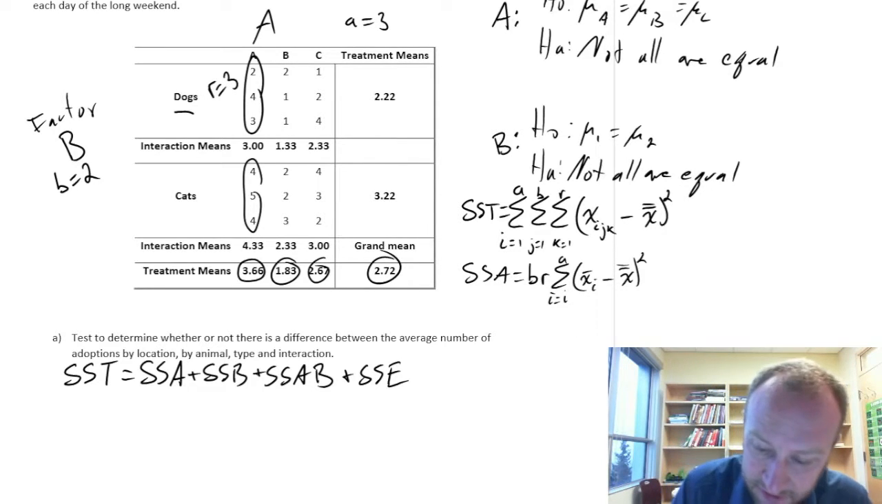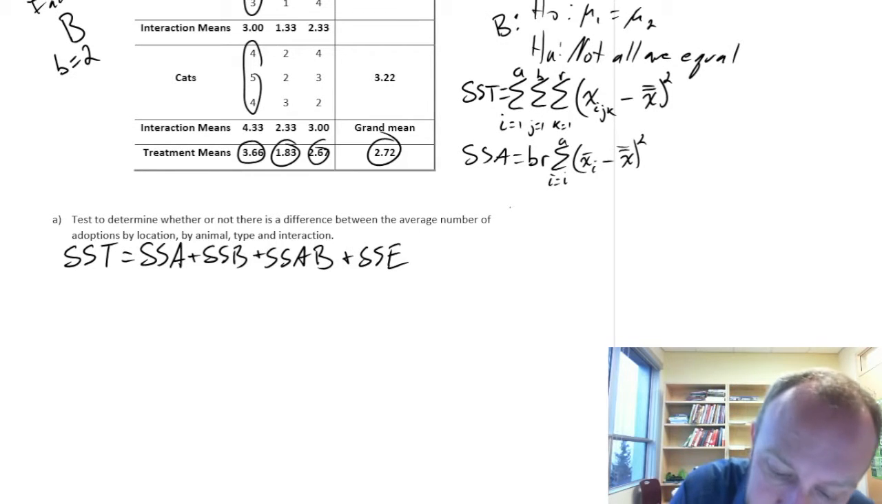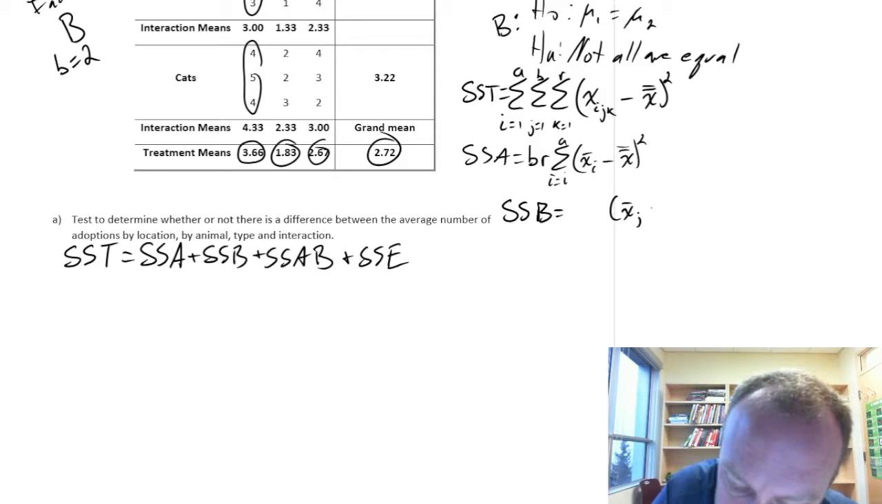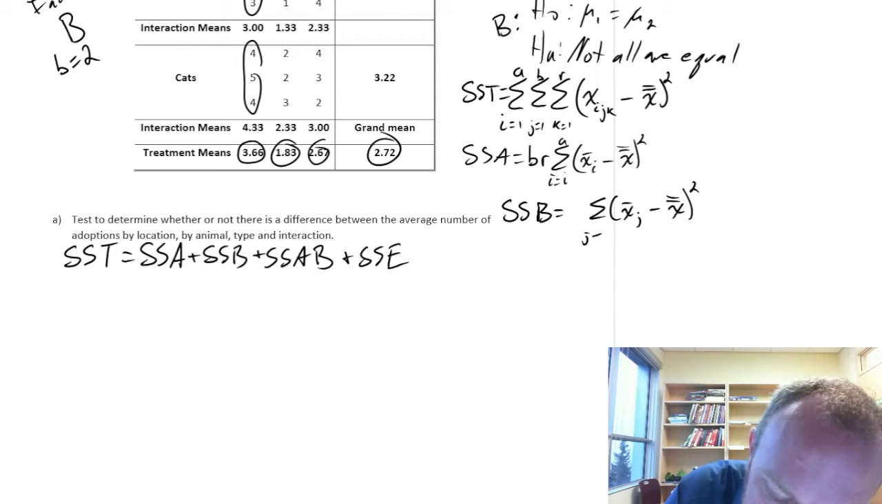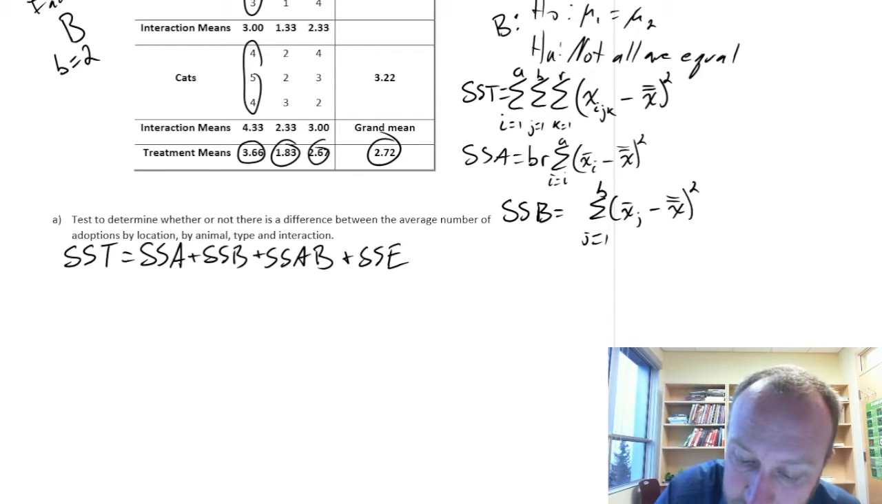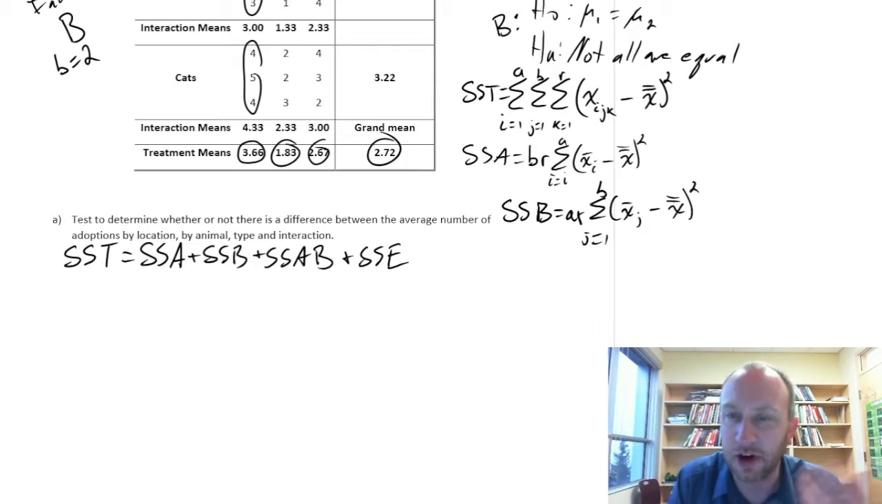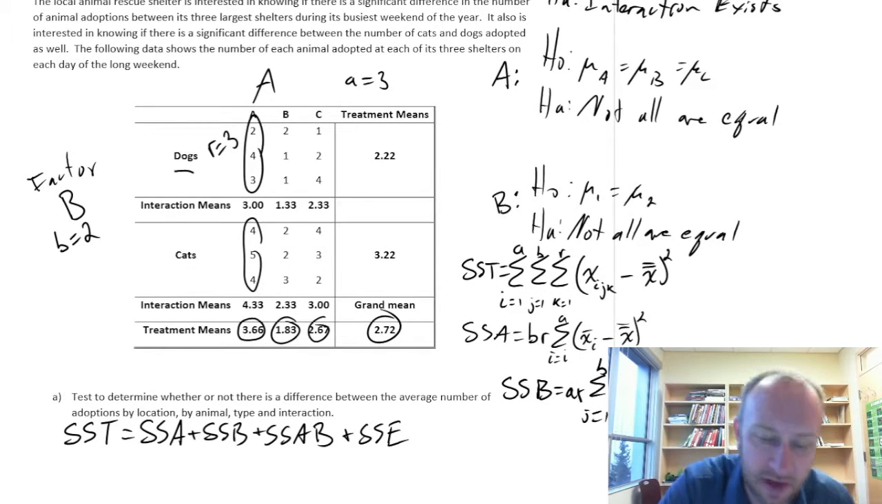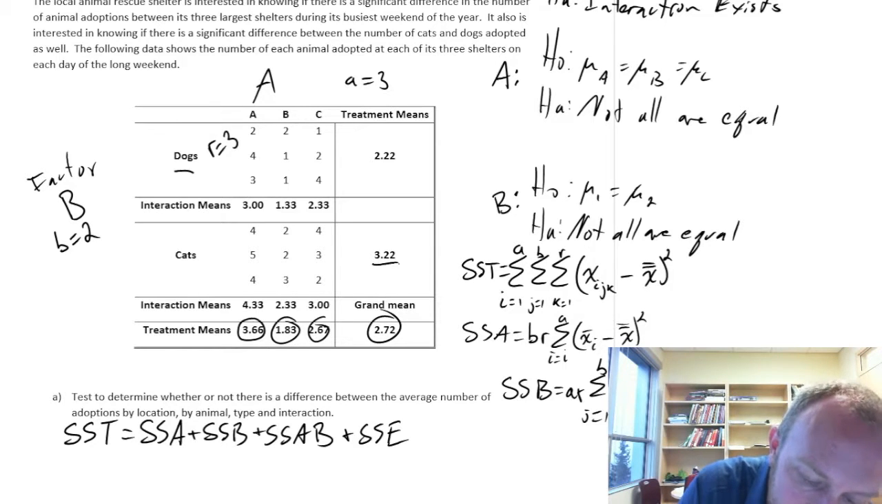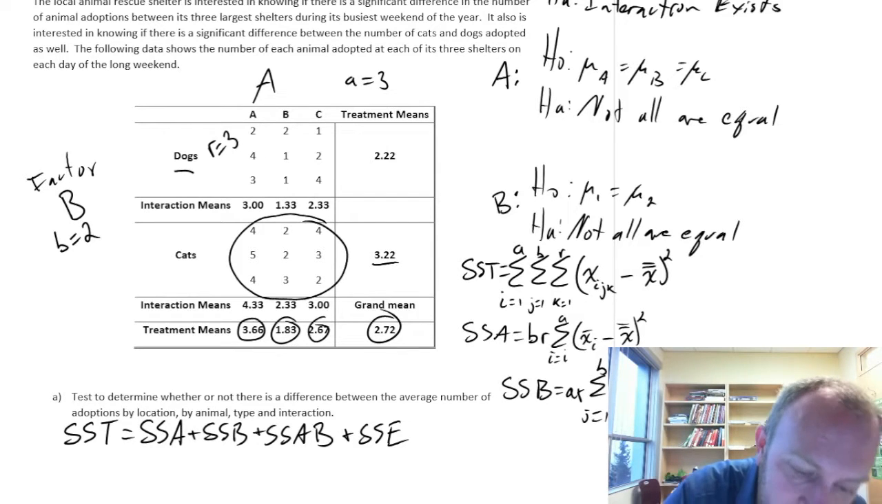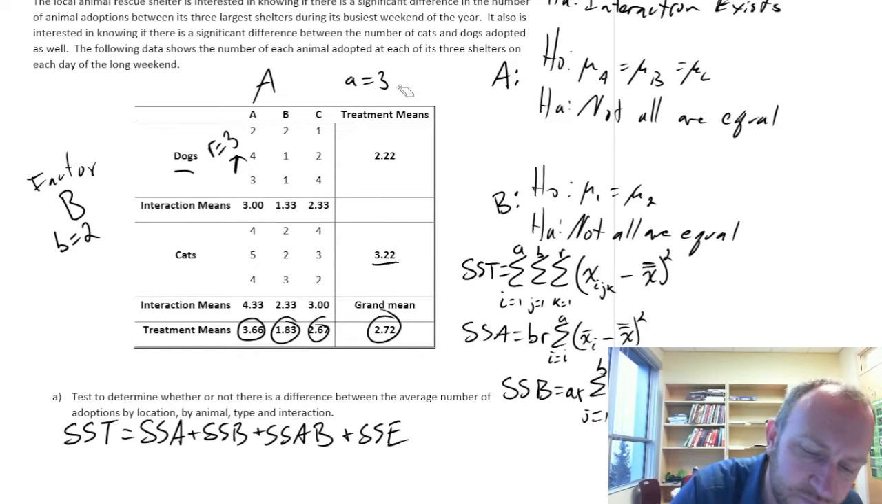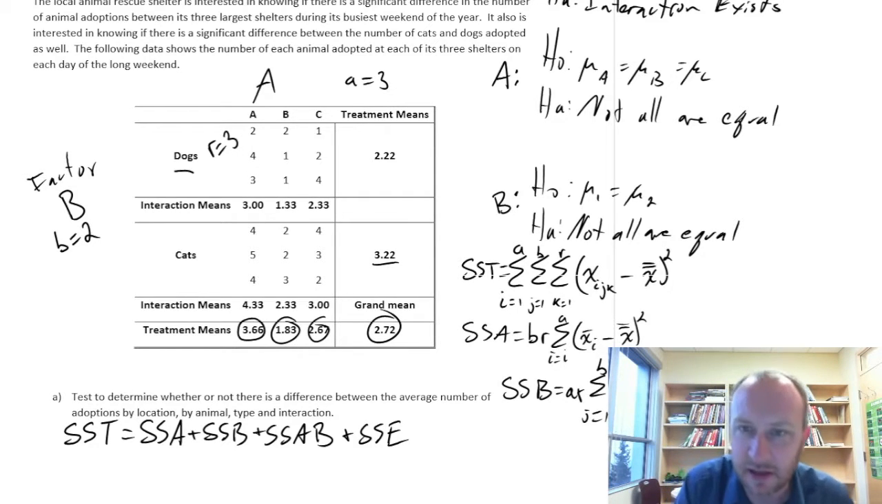Let's see, SSB. This is going to be very similar. We're looking at means across treatment B, differences from the grand mean squared. We add those up across all of those treatments in factor B, and we multiply it by A times R, which again is just the number of observations in that treatment. So this treatment mean in factor B contains 9 observations. Well, that's just 3 times 3. So again, same calculations. Notation makes it look a little bit tedious.